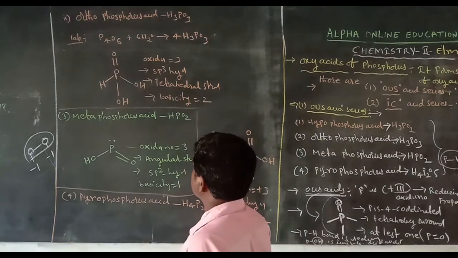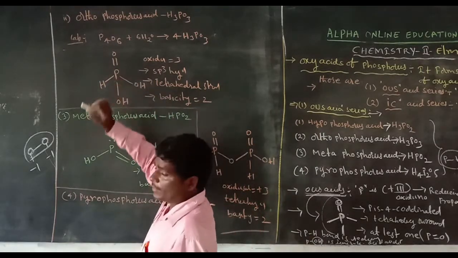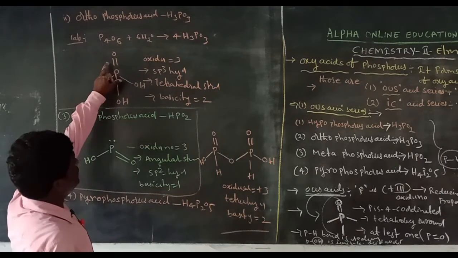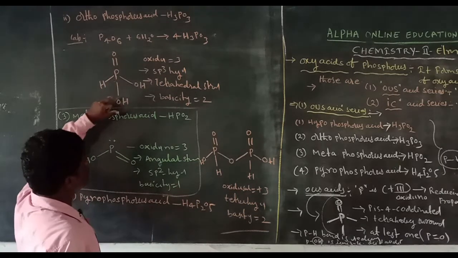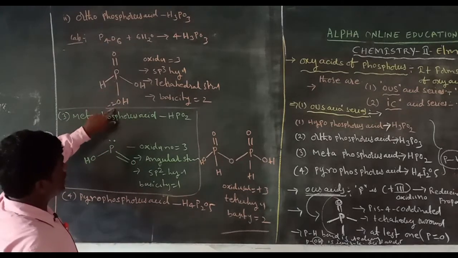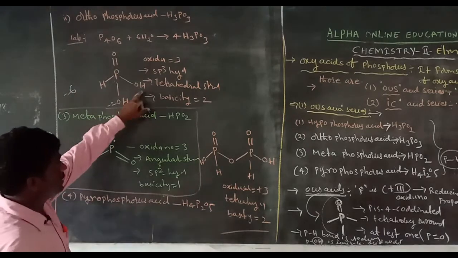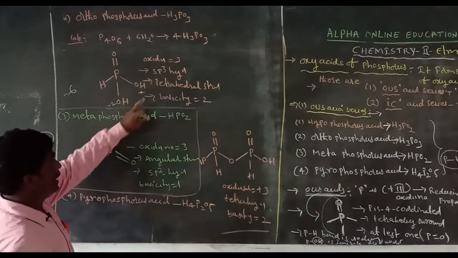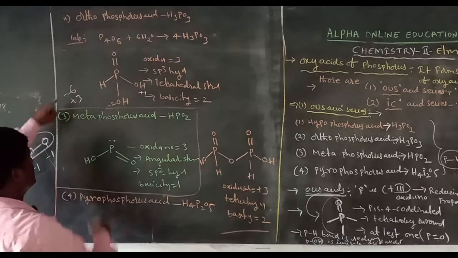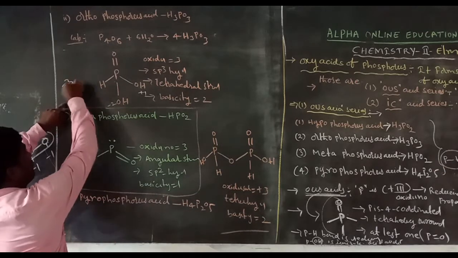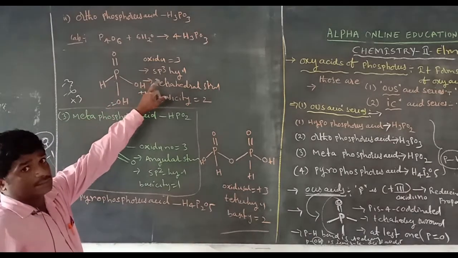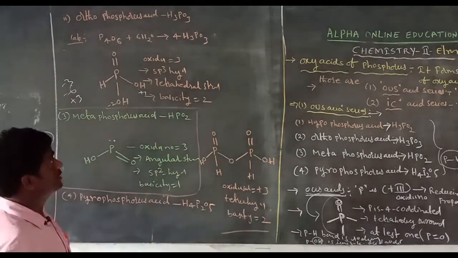In H3PO3, the central phosphorus atom has oxidation number x. Here the oxygens, 1, 2, 3, each have the -2 oxidation state, so 3 into -2 is -6. Hydrogen atoms exist in the +1 oxidation number, 3 hydrogen atoms, so 3 into +1 is +3. -6 plus 3 is -3, so x is +3. The central atom has the +3 oxidation state.